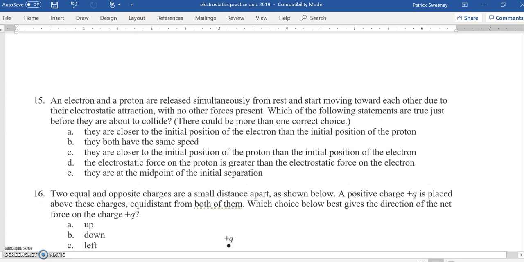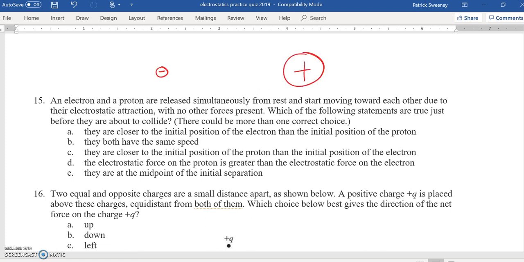Number 15. An electron and a proton are released simultaneously from rest and start moving toward each other due to their electrostatic attraction with no other forces present. Which of the following statements are true just before they're about to collide? So I'm going to draw an electron as a little tiny negative, and a proton as a big honking positive, because we know their masses are very different. A proton's about 1,000 times heavier than an electron.